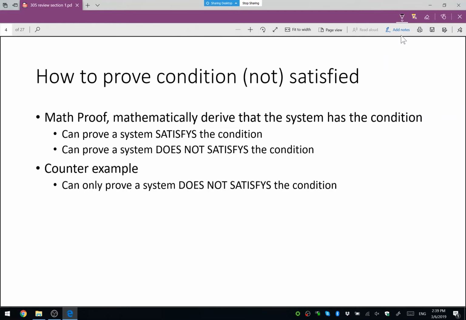But there is another shortcut, the counterexample. If the system does not satisfy the condition, you can use a counterexample to show where the system does not satisfy it, and then it does not have the property. But the problem is, you can only prove does not satisfy with a counterexample. You cannot prove the other way. So for some of the properties, we want to first try to find a counterexample. If we fail to find one, we have to go back to the math part.